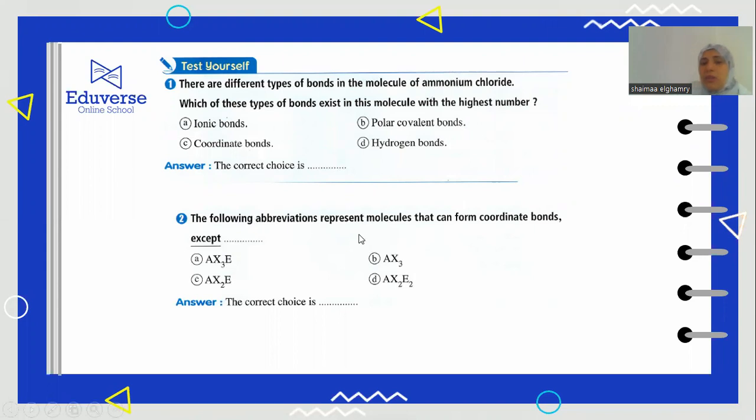The following abbreviations represent molecules that can form a coordinate bond, except one. The molecule which makes the coordinate bond should have a lone pair of electrons. So the one which doesn't have a lone pair of electrons is B, so it's not able to form a coordinate bond.